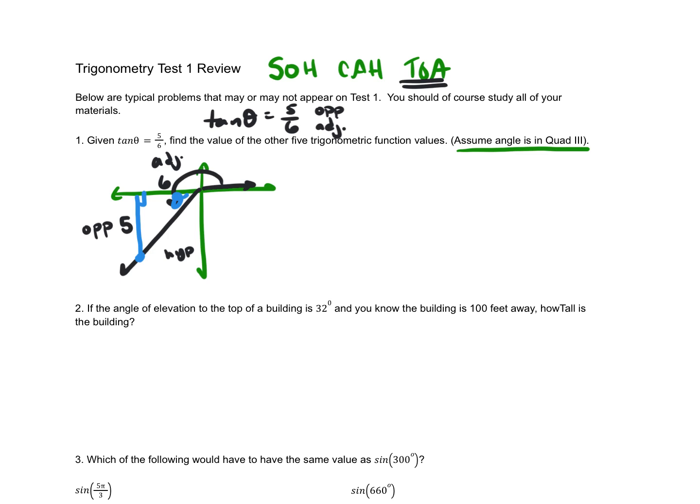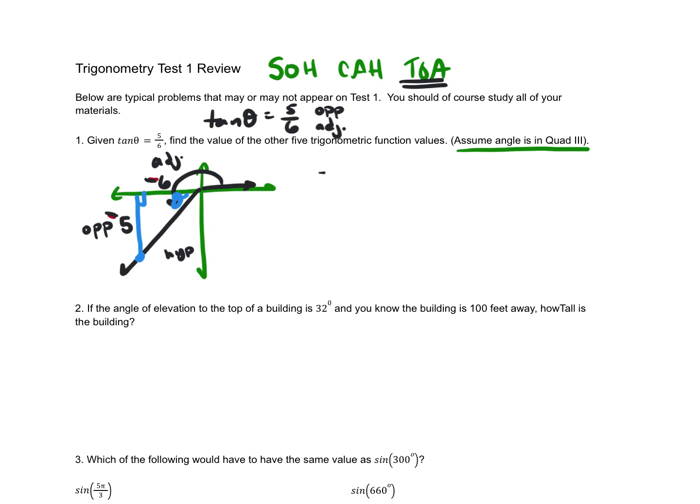Now the problem with putting 5 here and 6 here for opposite and adjacent is that, if you think about it, in quadrant 3, the x and the y are both negative. So this is both -5 and -6. Which still doesn't violate our principle because -5 divided by -6 is still 5/6. So you have to always make sure you're looking for the signs on these triangles.